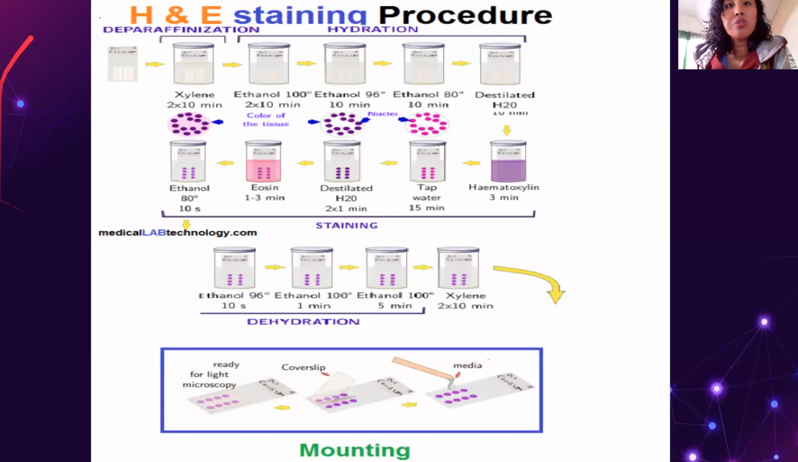So yan, this is just an overview of your procedure. So yung deparaffinization, tapos descending grades of alcohol, tapos wash, tapos hematoxylin, tap water, tapos walang bluing reagent. Yun lang, walang bluing solution. And next is Eosin. Tapos ascending grades of alcohol for dehydration.